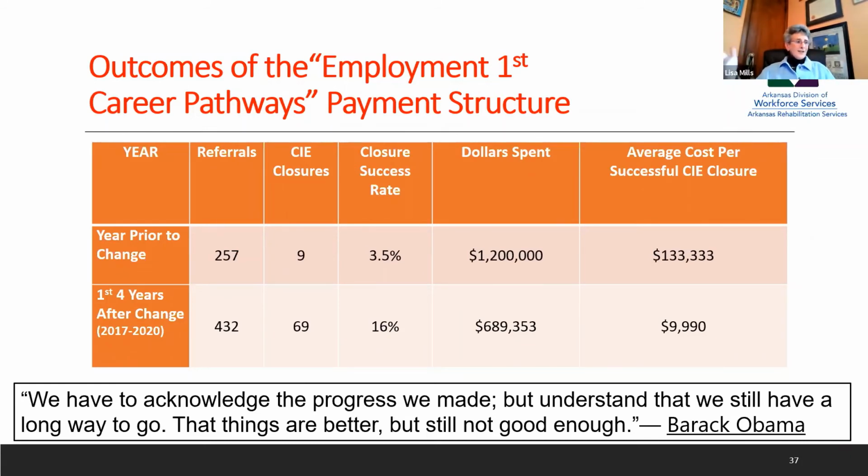So Dale, I'd like to ask you now, this slide really shows what happens when you evaluate the cost per successful outcome. If we look at prior to the change that you served 257 people for $1.2 million, that works out to an average of about $4,700 a person. Does not sound like a lot.